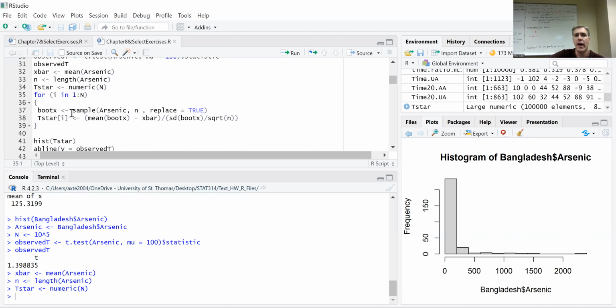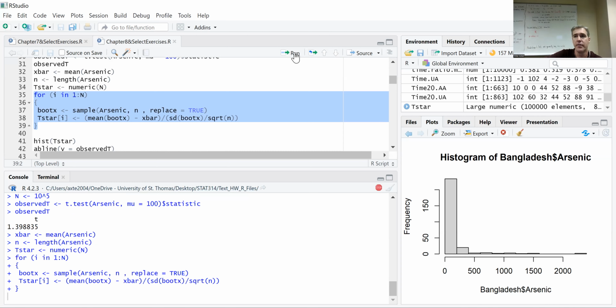So line 37, boot X is going to be a sample from that arsenic vector, 271 entries, and replacement is allowed, replace equals true. Line 38, I'm going to take the mean of my resample, so that's my X bar for the resample, minus the original X bar, which is now recorded as X bar, and then I'm going to divide by the standard deviation of the boot X data divided by the square root of n, since I'm doing a sample mean of it. Okay, I record that, and then away I go. Okay, so let me run 35 through 39.